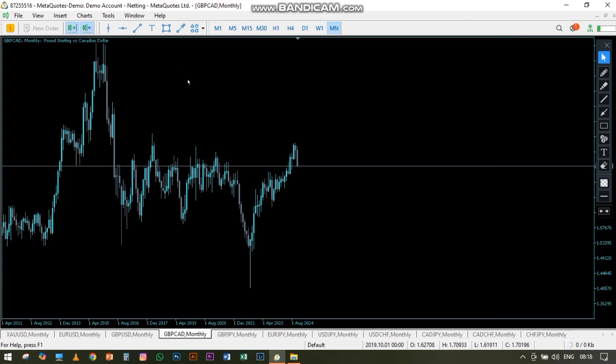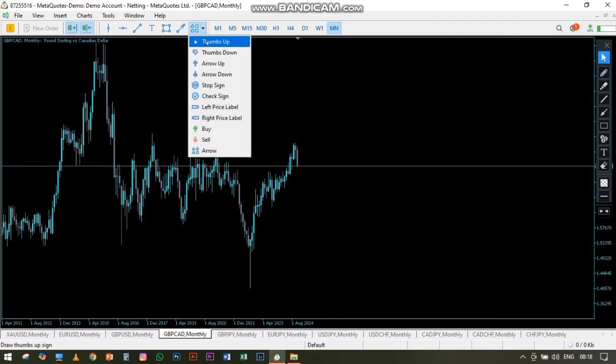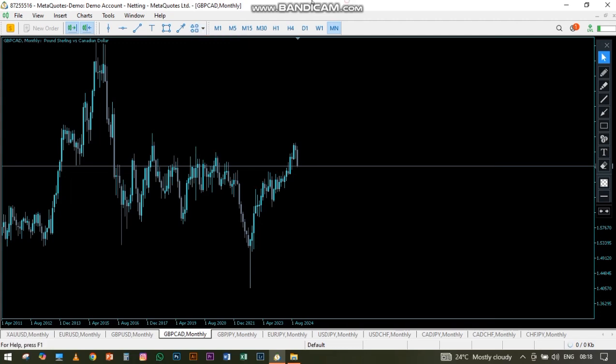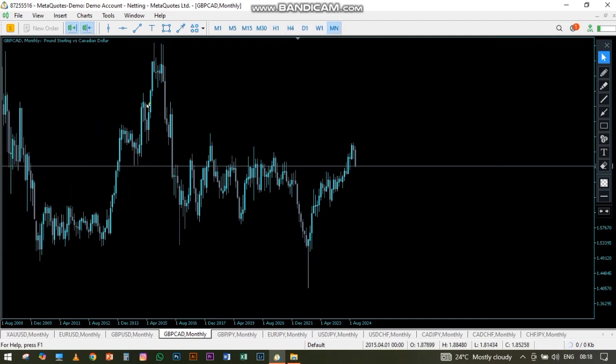Under arrows, we have a thumbs up, thumbs down, arrow up, arrow down, stop sign, check sign, left price label, and so on. Under time frames, we have minute 1, of course, minute 5, and then 15 minutes, and then 30 minutes. We have H1, H4, daily, weekly, and monthly. So that is it to the charts.